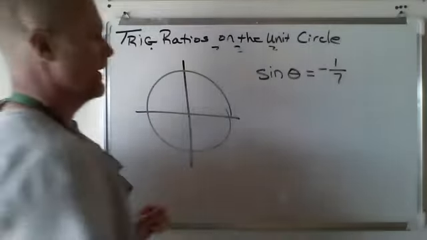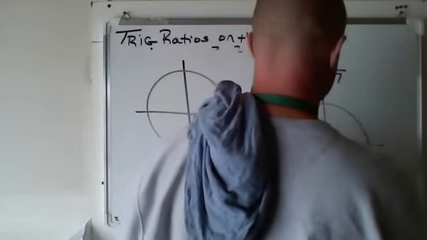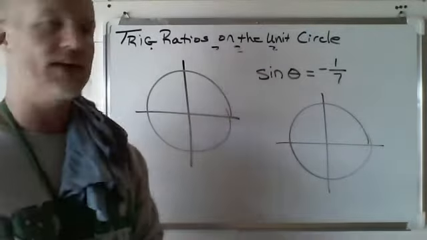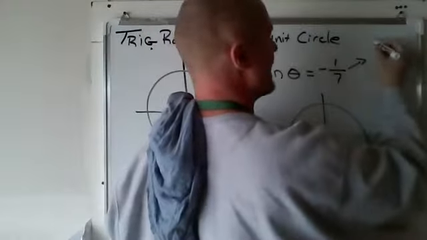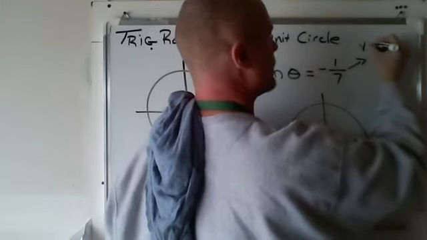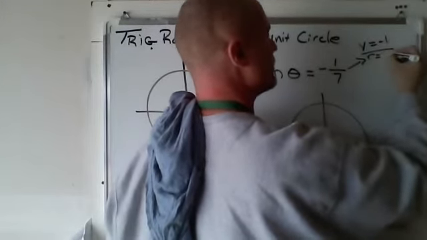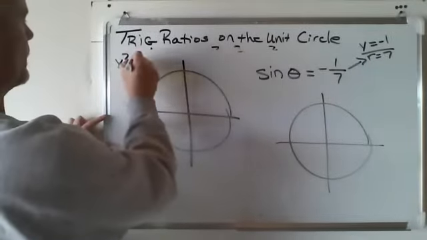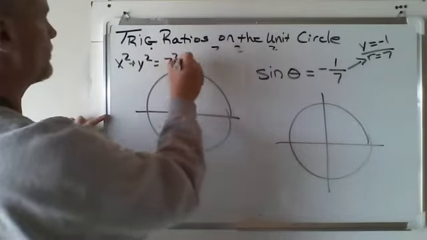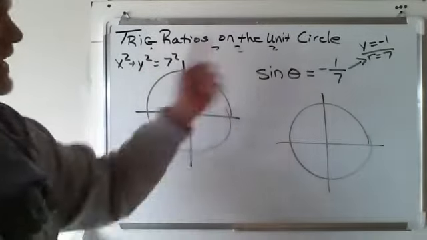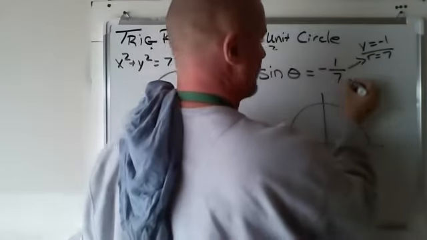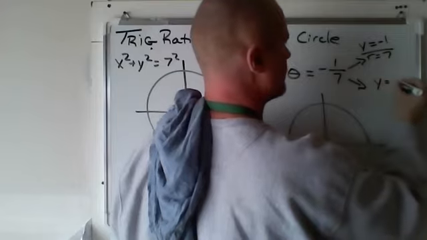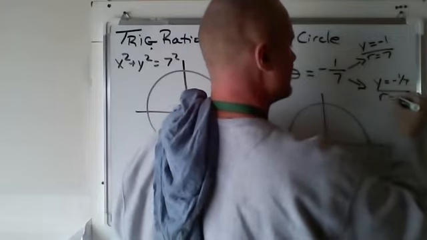Okay, how can we come up with what that looks like? Well, there's two ways. We can think of this -1/7 as the y coordinate being -1 and the radius being 7. Then on this circle, x squared plus y squared would have to equal 7 squared. Everybody good with that? The other way you could think of this is that the y coordinate is equal to -1/7 and the radius is equal to 1.